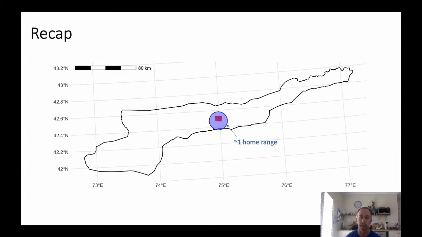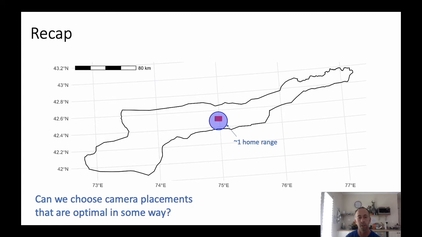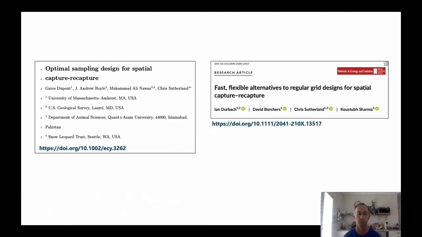In both of these designs that I've shown, the cameras are in regular grids, but that doesn't have to be the case. Cameras could be placed anywhere. So this raises the question, can we choose camera placements that are optimal in some way? This is the question that these two papers try and answer. They set out to develop methods for optimal placement of camera traps for SCR surveys.